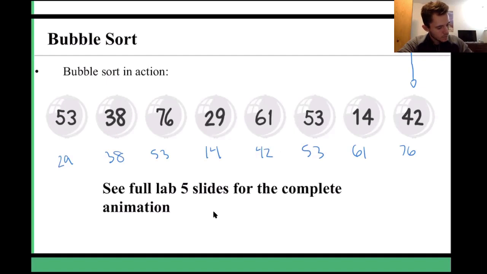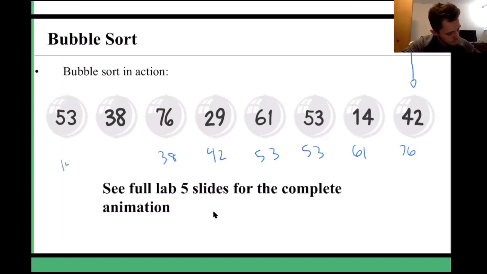Don't swap, don't swap. Swap the 53 and the 14. And then swap the 53 and the 42. All right, and then we're going to pass through one more time, right? Okay, don't swap these. Swap the 38 and the 14. Okay, no more swaps. And then pass through one more time. Swap the 29 and the 14. And then we have our sorted array, right?